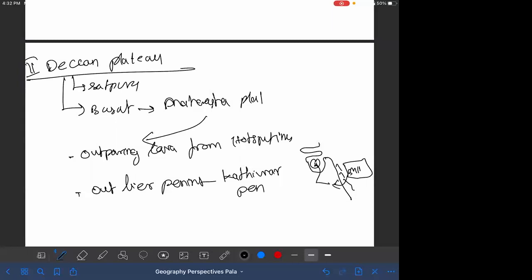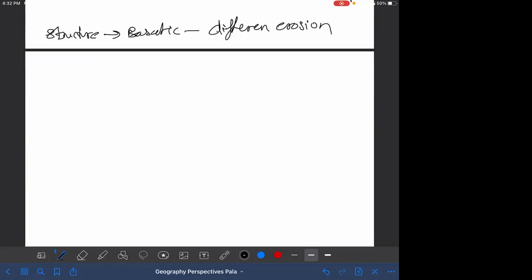So these are both similar plateaus created by the outpouring of what you call as the Reunion hotspot volcanism that can be found. Now, since the structure, I think I've mentioned already, structure is basaltic in nature, there is differential erosion. The erosion is really quick, really sharp in this region. That leads to this ridge and valley topography.